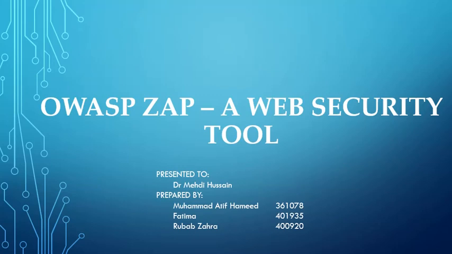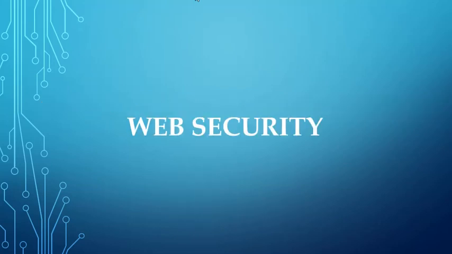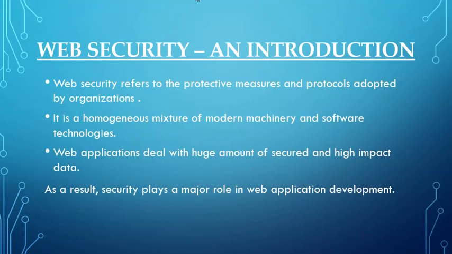Today our topic of presentation is OWASP ZAP, a web security tool. Web security. So what is web security? Web security refers to the protective measures and protocols adopted by an organization. It is a homogeneous mixture of modern machinery and software techniques. Web applications deal with a huge amount of secured and high impact data. As a result, security plays a major role in web application development.